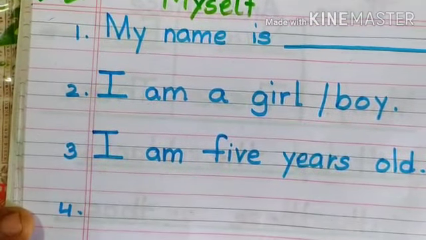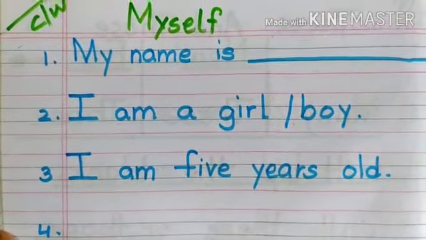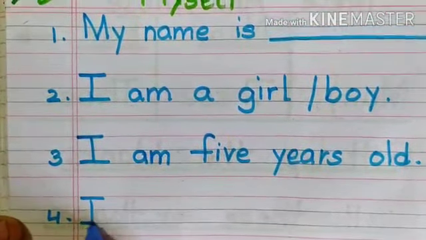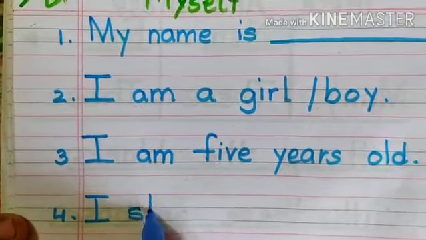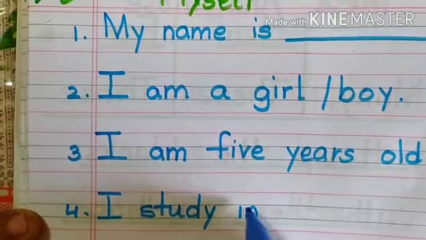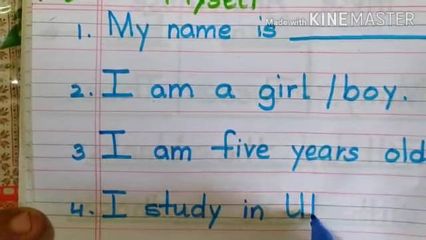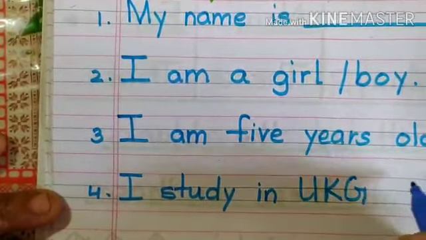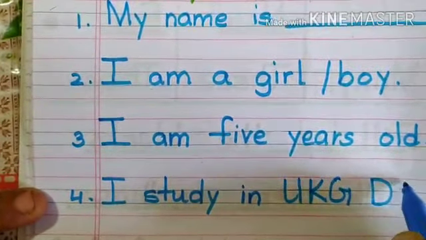In the fourth sentence, you have to write, which class are you in? I study in UKG D or P.